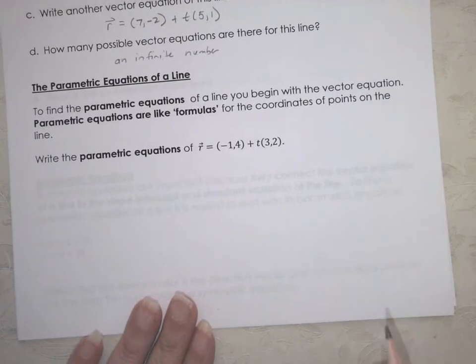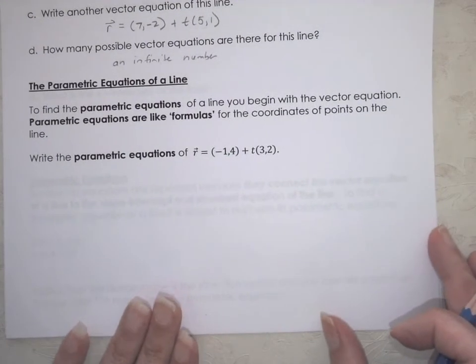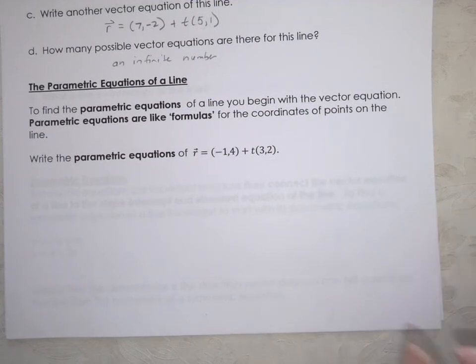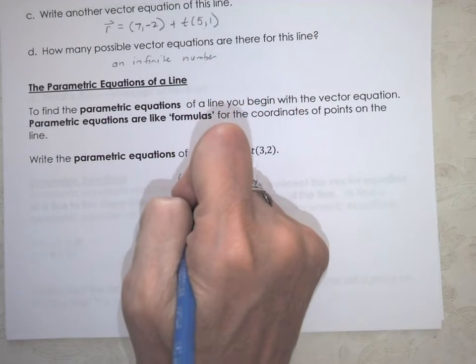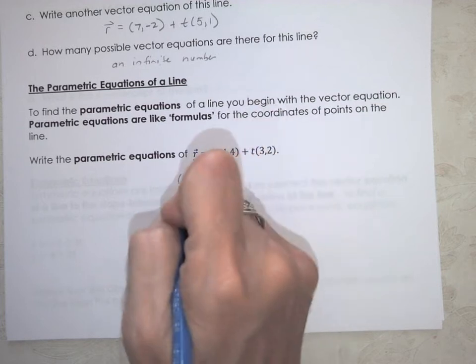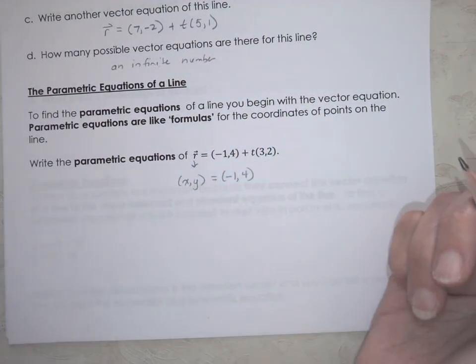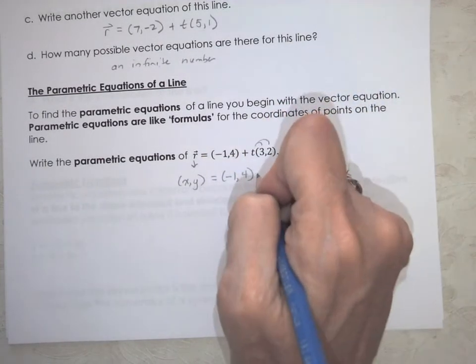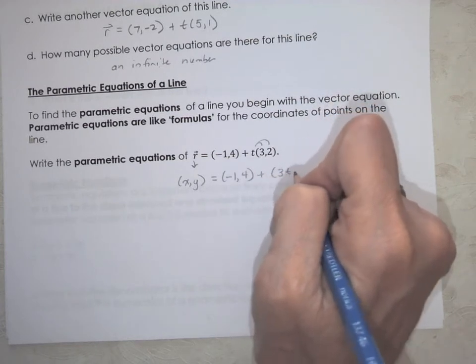To find the parametric equations of a line, you begin with the vector equation. You can think of parametric equations like formulas for the coordinates of a point on a line. So write the parametric equations of this line. We know that r represents the position vector of any point (x, y) on the line. To create the parametric equations, we're going to multiply the t by our direction vector, so we get (3t, 2t).